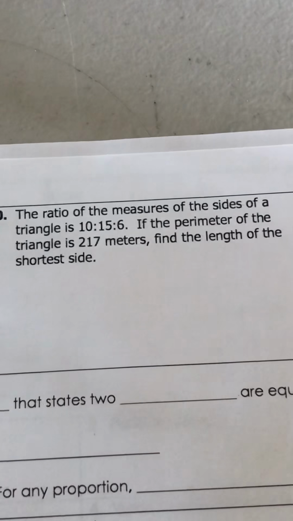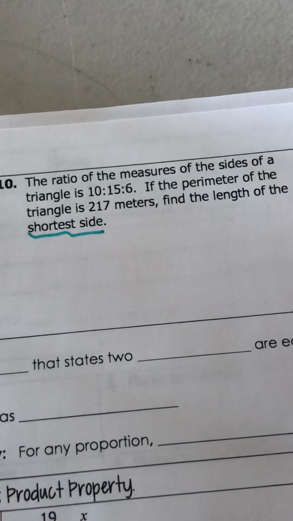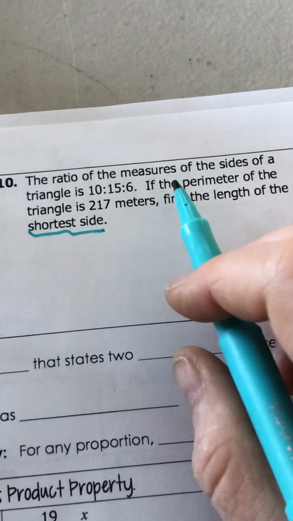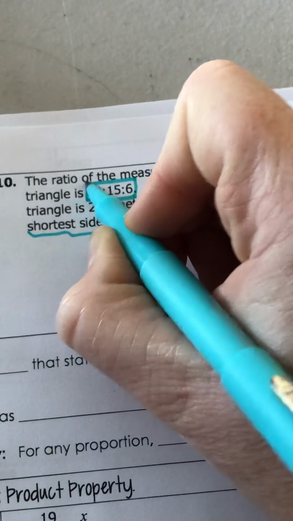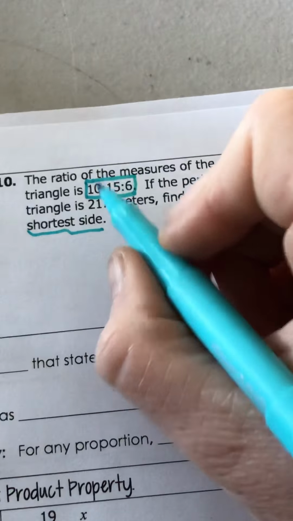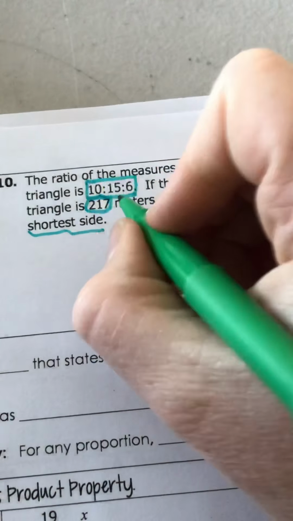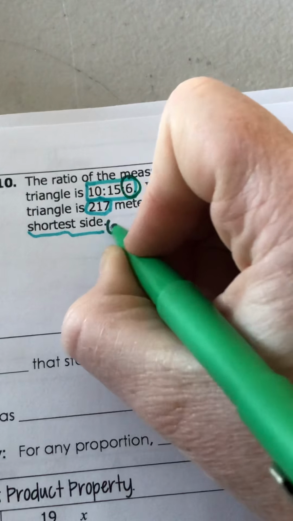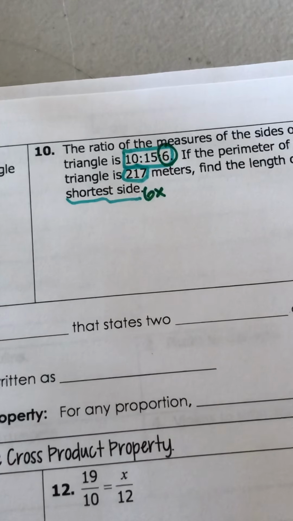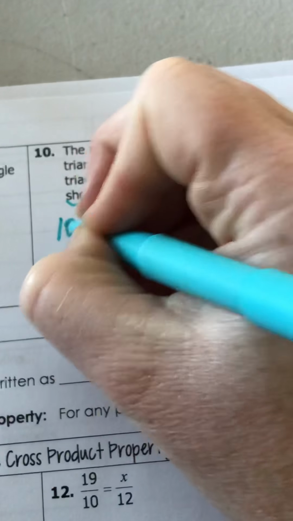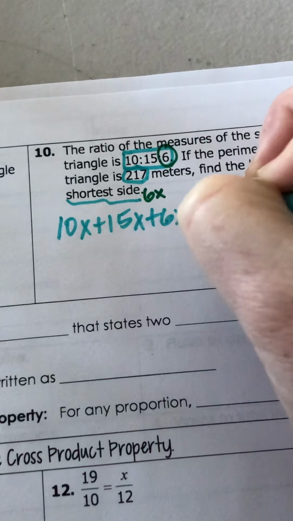All right, and then number 10, same idea as number 9, but we're asked to find the shortest side. Okay, so the ratio of measures of the sides of a triangle is 10 to 15 to 6. If the perimeter of the triangle is 217 meters, find the length of the shortest side. And our shortest side would be the 6, so 6x. Okay? All right, again, 10x plus 15x plus 6x equals 217.